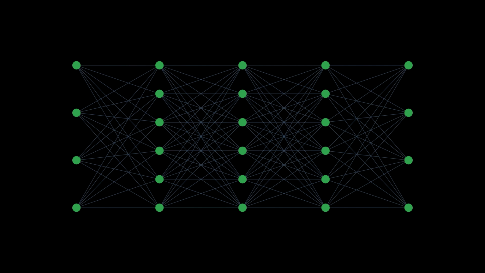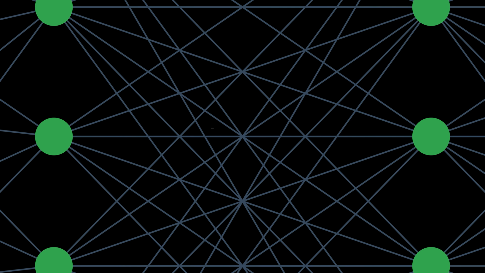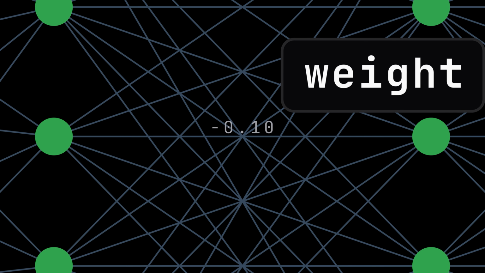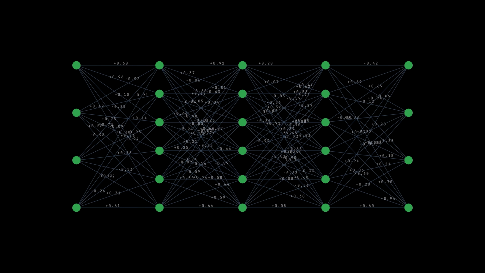You've all seen the famous neural network graph that is used to visualize these models. It's made of layers of neurons, and every neuron is connected to the neurons in the next layer. Sitting on each one of those connections is a single number called a weight. These numbers get tuned during training before the model is released.